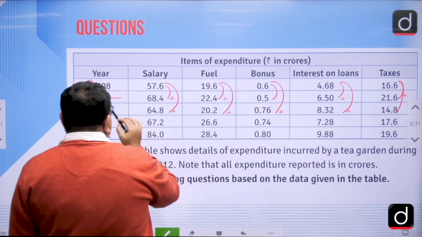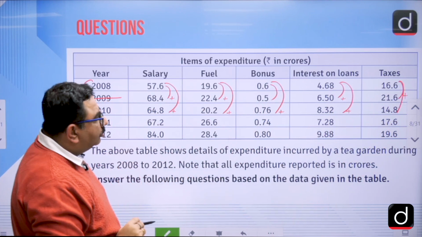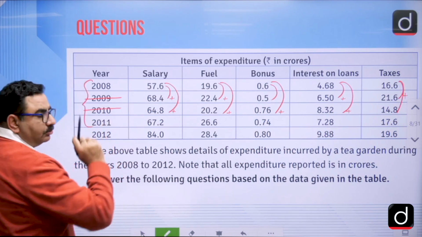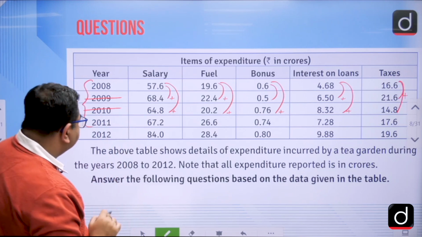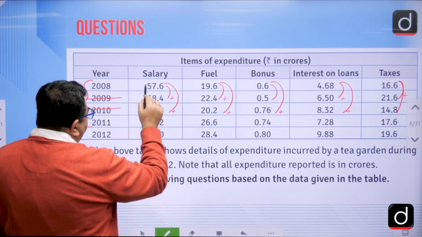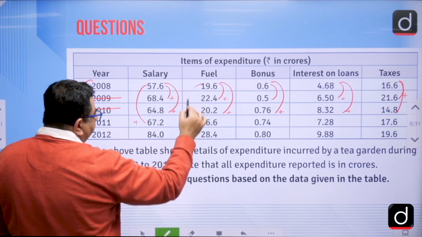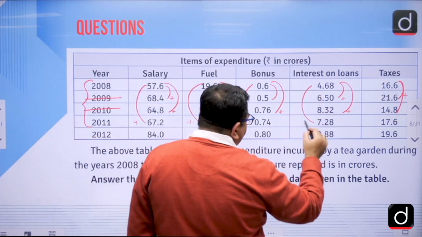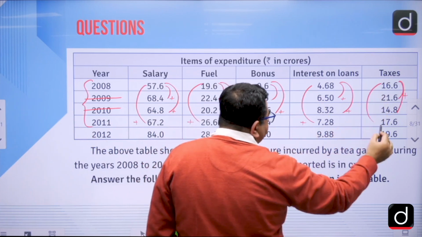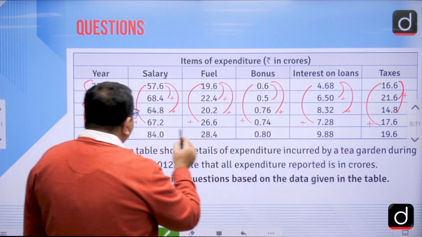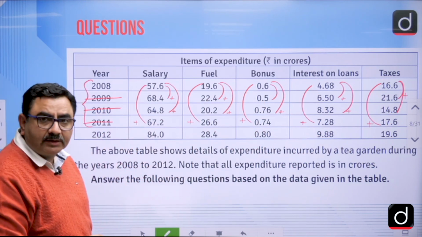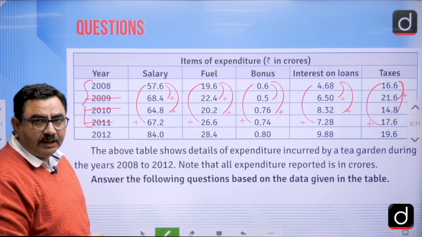So overall, again, can I say 2010 total expenditure will be more than 2008. So this also we can remove. In the same manner, if you check the next one, this is plus, this is plus, this is plus, this is also more than this, and this is also more than that. So obviously 2011 also, total expenditure is lesser in comparison to 2008, right?